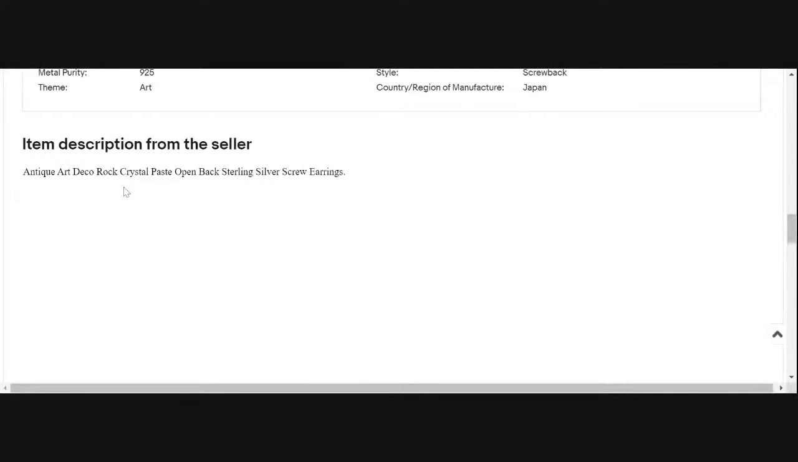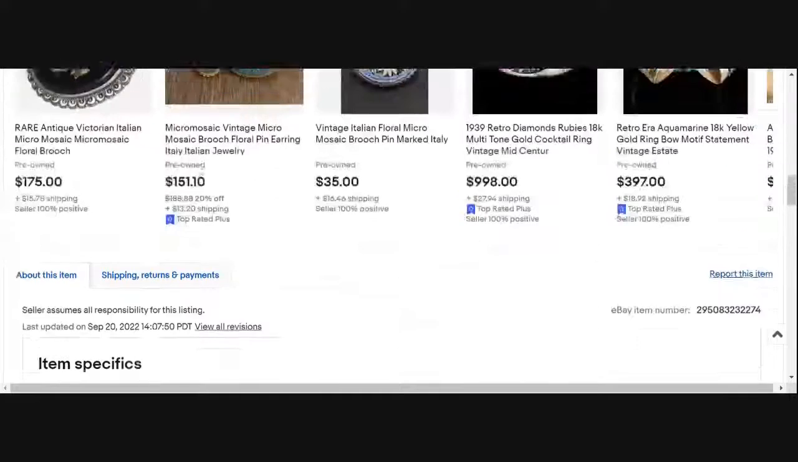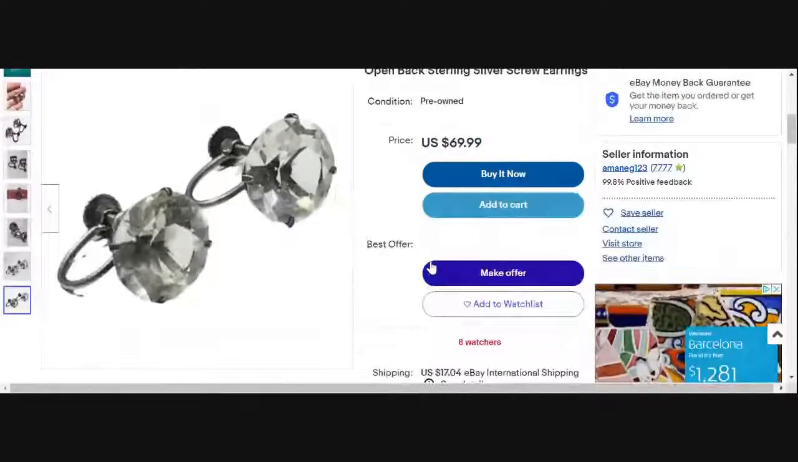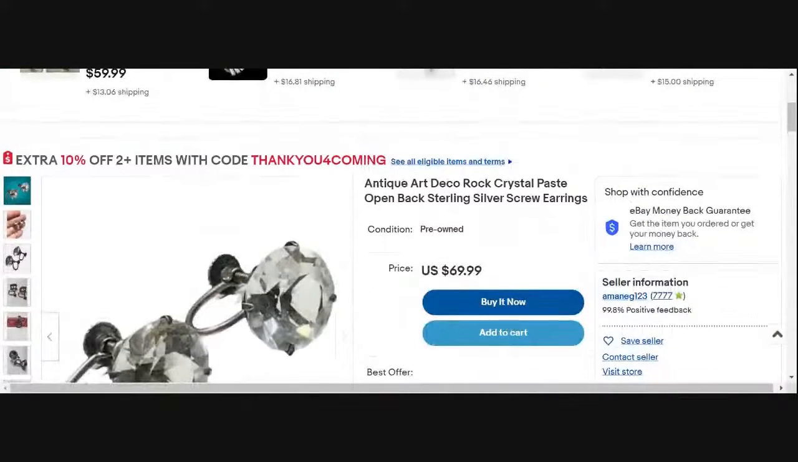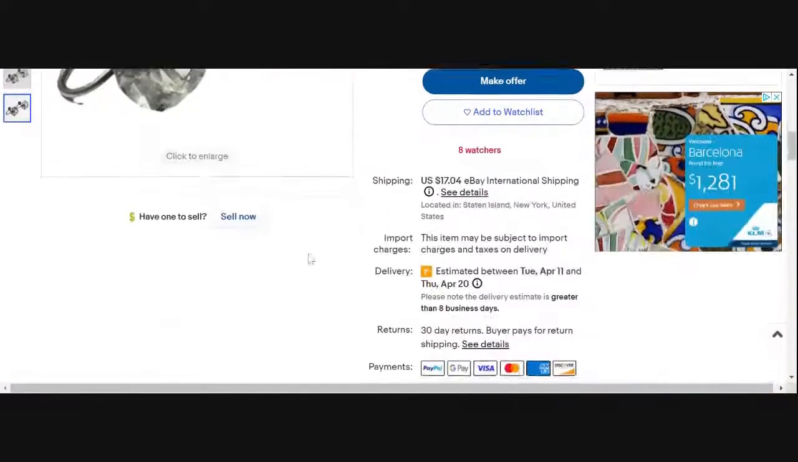Antique Art Deco, aha, rock crystal paste, open back sterling screw earrings. So this is why you should always read the listing. They have disclosed that they're paste, which means glass. It is evident in the listing and I missed it. Always worth looking and reading twice. So for paste earrings at 70 USD, I think I would probably pass on this one, even though they're beautiful. Let's keep going.